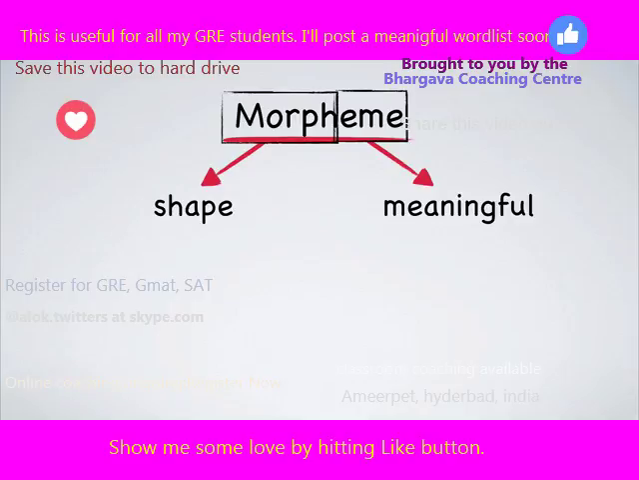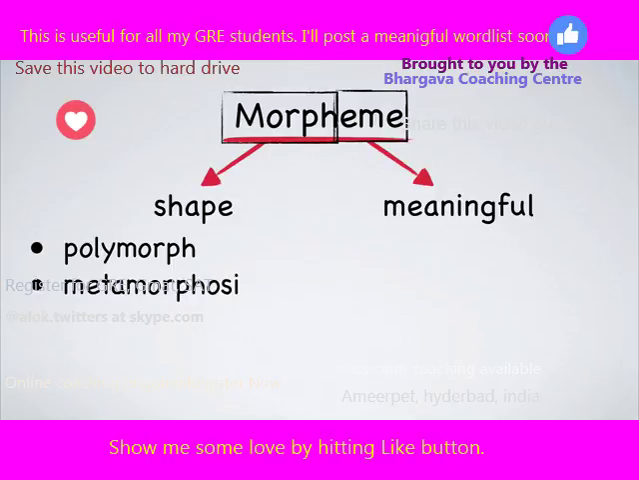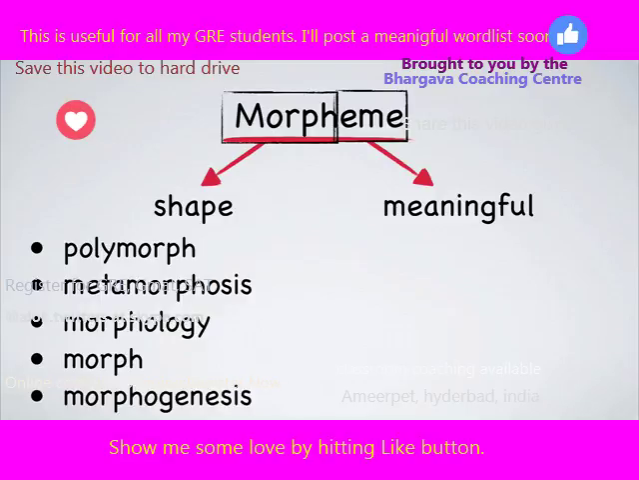meaning. For example, morph is used in the words polymorph, an organism that can take many forms. Metamorphosis, the process of changing form or shape. Morphology, the study of morphemes. Morph, this is a verb that means to change shape. Morphogenesis, the origin and development of biological forms, etc.